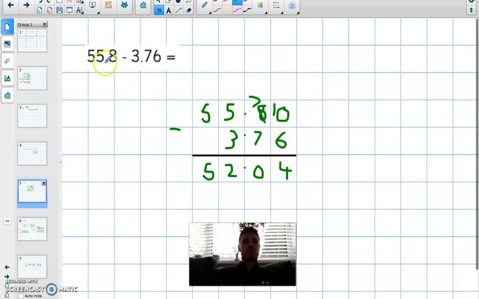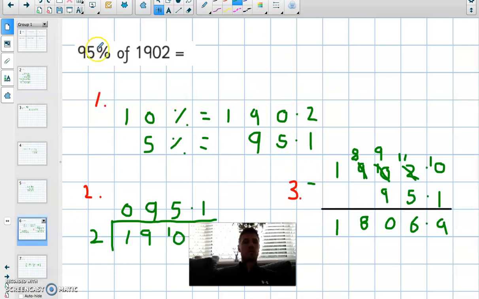The next question, 55.8, subtract 3.76. So I use the formal method, and I must remember that within this number here I have an extra digit on the end, so I've got to make sure that I put in my placeholder. Then I'm going to subtract this number from the larger number, which gives me 52.04.